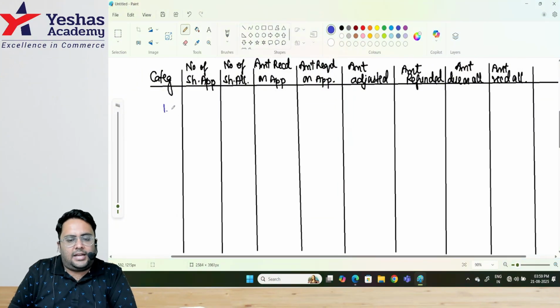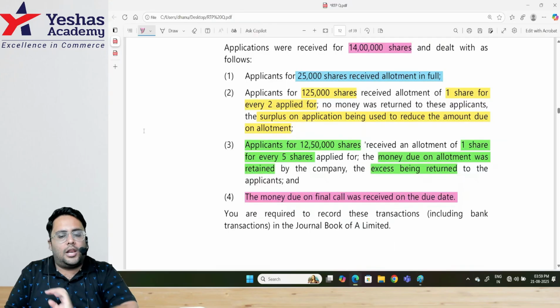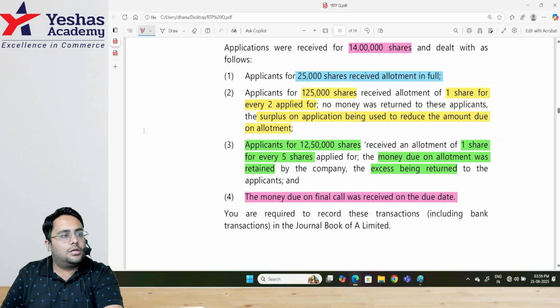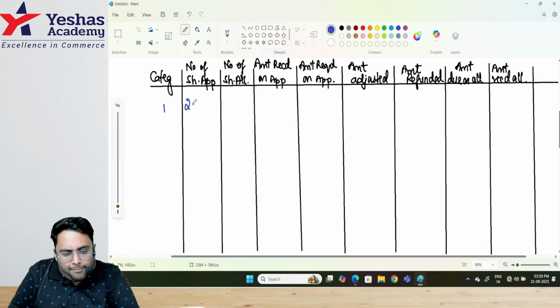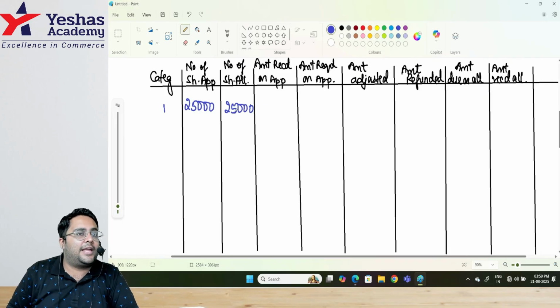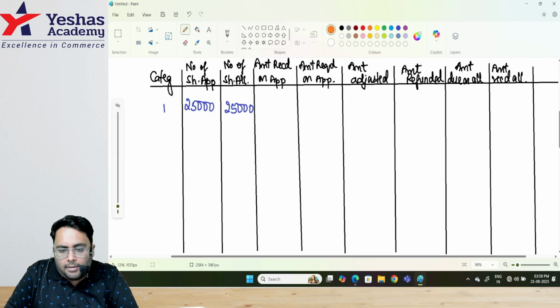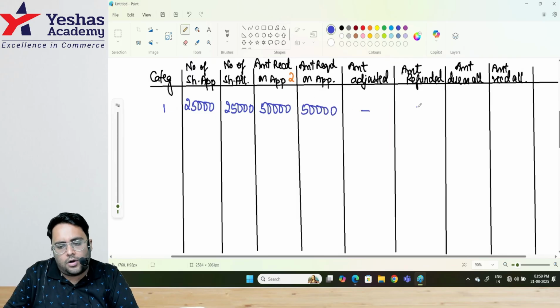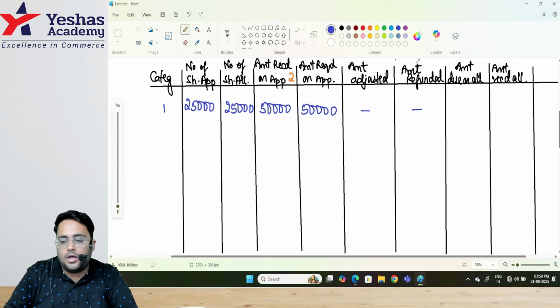Category 1 is marked in blue color on screen. How many applications? 25,000 applications. How many shares are allotted? 25,000 shares are allotted. How much is received in the application stage? Your application money is 2 rupees per share. Kitna? 50,000 is received, 50,000 is required. There is no adjustment, there is no refund.